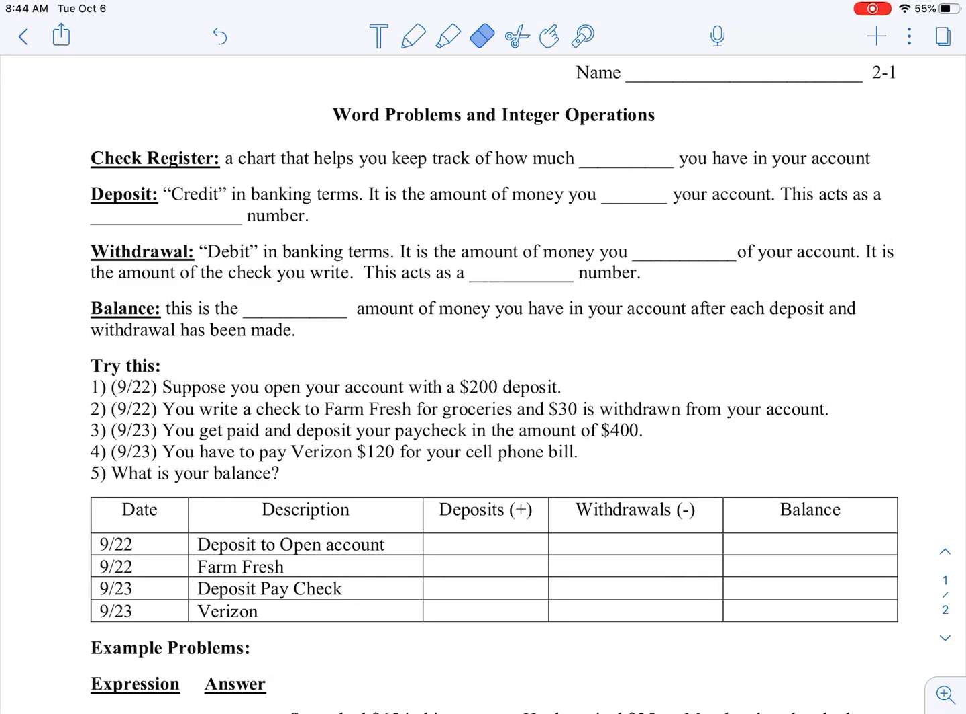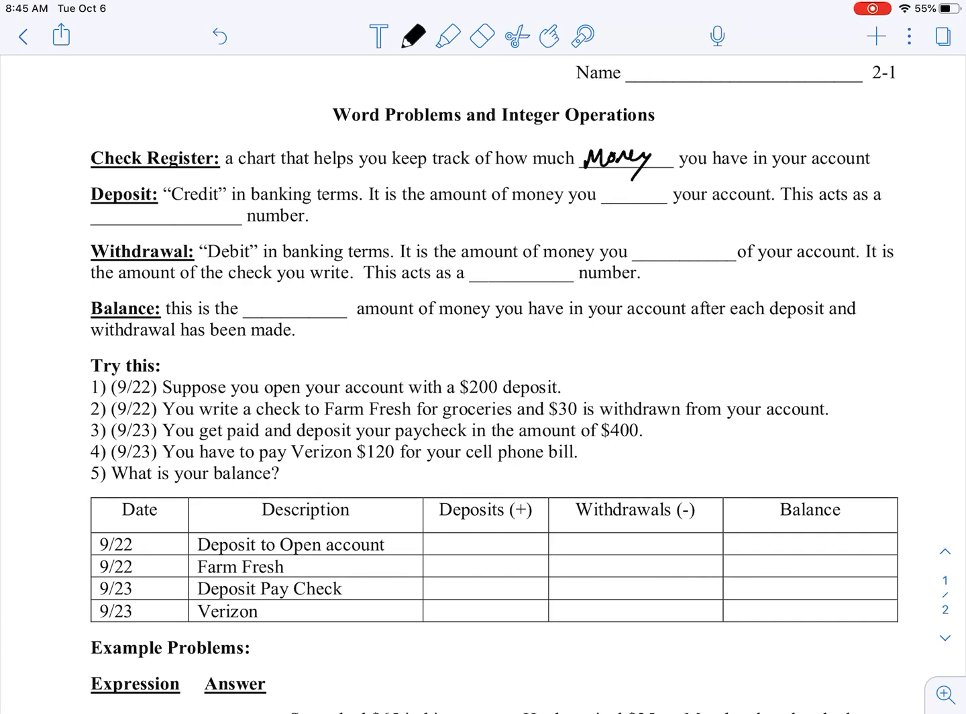So today we're going to be starting Unit 2 with talking about word problems with integer operations. So today we'll just be talking about addition and subtraction of integers, so positive and negative whole numbers and 0, right? So we're going to start off with some definitions. So we have a check register here. So this is a chart that helps us keep track of how much money that we have in our bank account at any given time. And we'll see an example of that later.